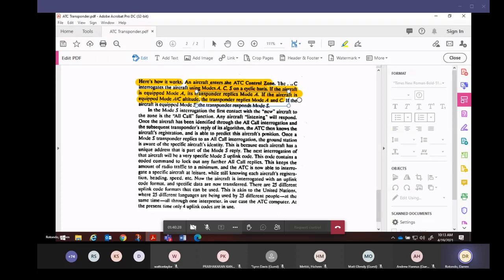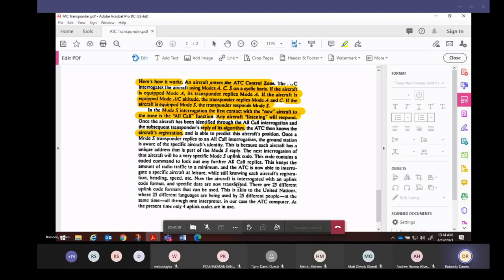However, if your aircraft is now equipped with the newer mode S transponder, the transponder will respond to mode S directly. Now, what's so nice about mode S? Well, in mode S, the first thing that air traffic control gets, first contact, is deemed a new aircraft into the zone, and it's answering an all call. And any aircraft with a mode S transponder that's listening will respond, and it'll respond with its unique algorithm, which we now know is the aircraft's registration.